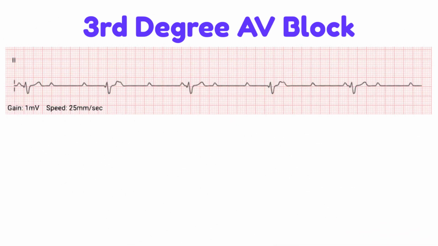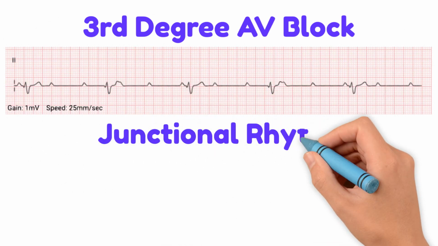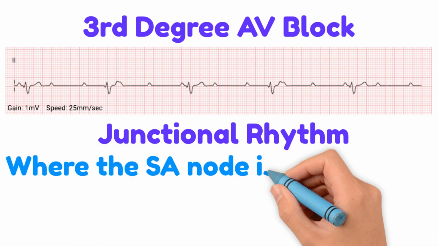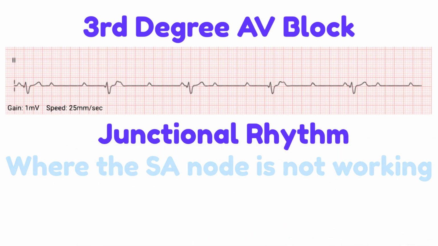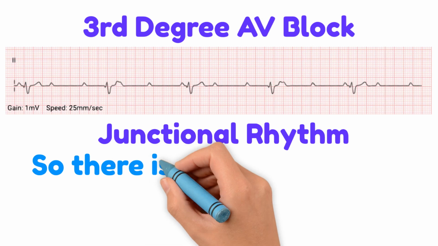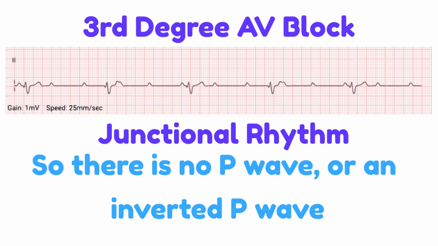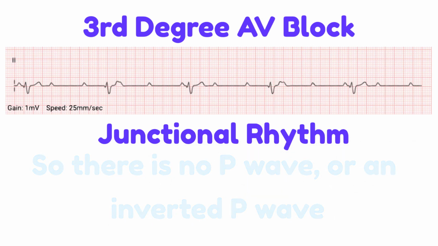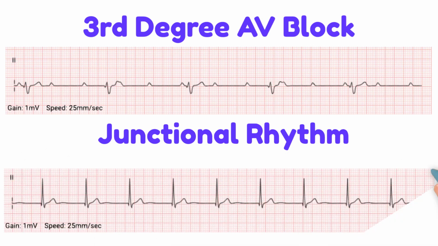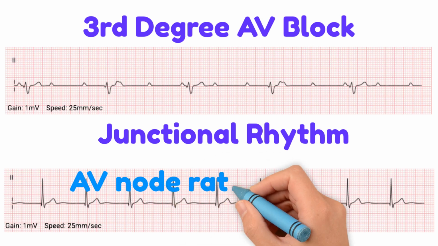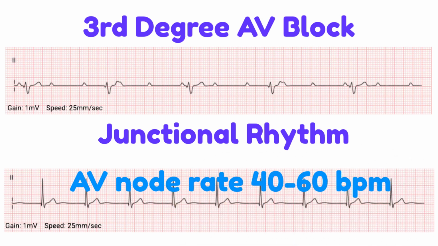and junctional rhythms. A junctional rhythm occurs when the SA node stops working and the AV node, or the AV junction, takes over as the new pacemaker for the heart. This will present as a regular rhythm with a narrow QRS complex, with no P wave or an inverted P wave if the AV junction is strong enough to send electricity backwards to the SA node, and the rate will generally be between 40 to 60 beats per minute. The AV junction can speed up, causing junctional tachycardia as well, but it's rare.